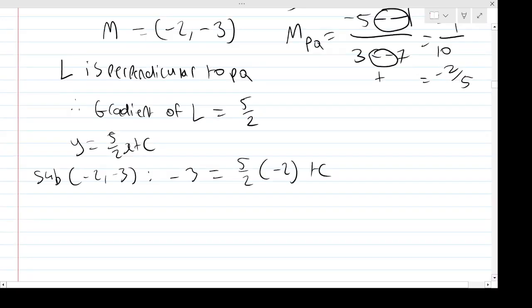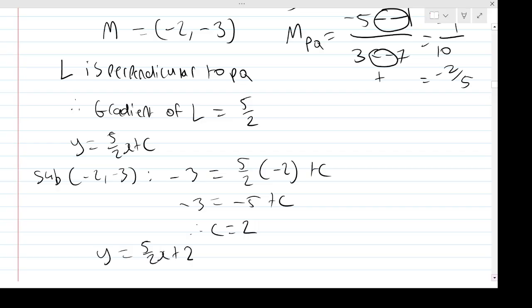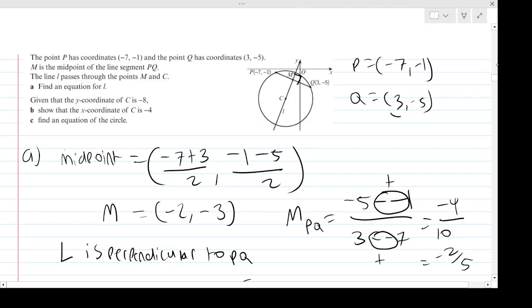Then that's minus 3, well then 5 over 2 and minus 2, that's just minus 5 plus c. Therefore, if I add 5 to both sides, I get c is positive 2. There we are. So therefore, our equation is y = 5 over 2 x plus 2. Cool. Part A.